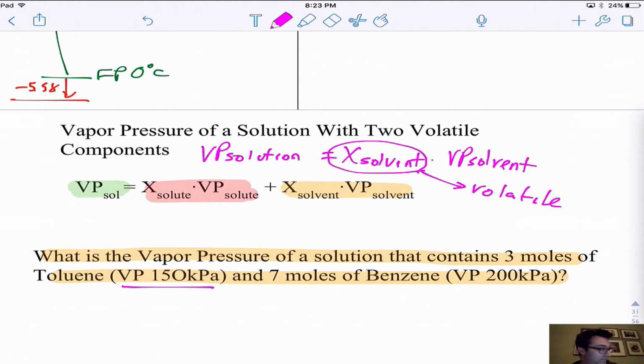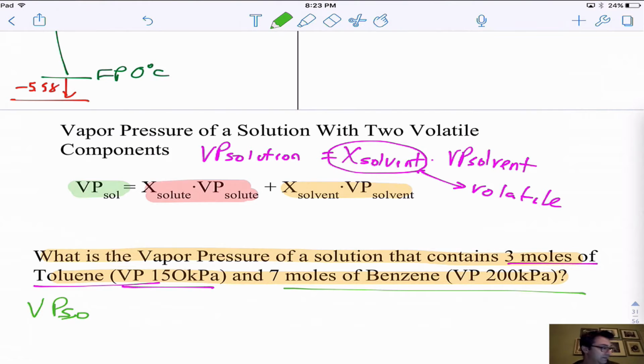And then they also give me the other component. So we have the 3 moles of toluene, and then they give me the other component, which is the 7 moles of benzene, and they also give me a vapor pressure. Since they gave me vapor pressures of both of them, it means both of them have the potential to evaporate. So we need to use both of them in our calculation. Well, let's figure out what the vapor pressure of the solution is.